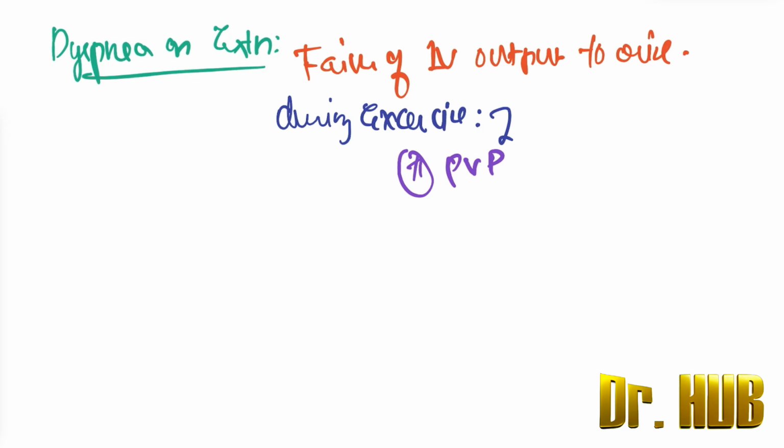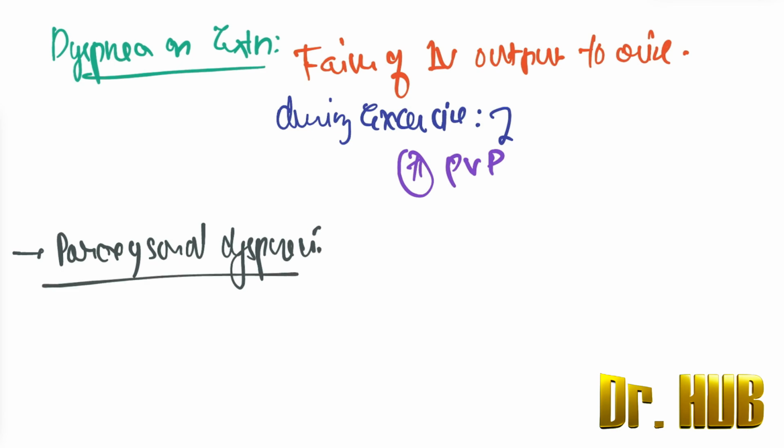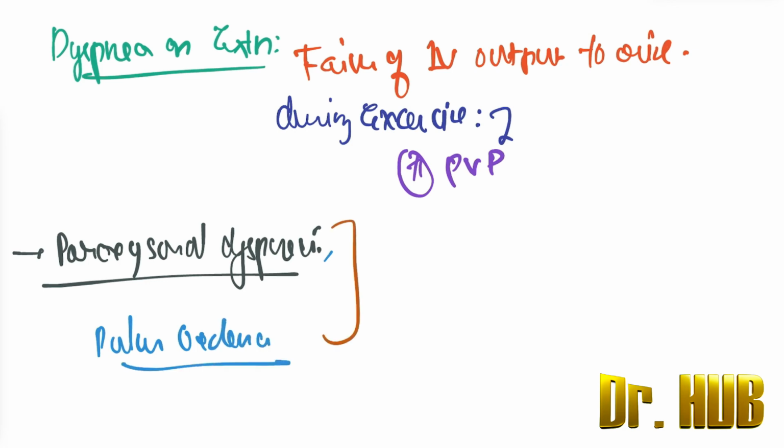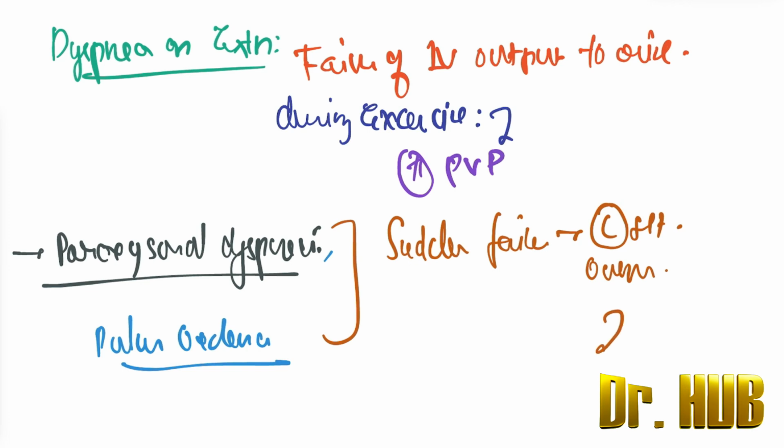Next is the paroxysmal dyspnea. This paroxysmal dyspnea as well as the pulmonary edema is probably due to a sudden failure of the left heart output to keep up with the right heart output.